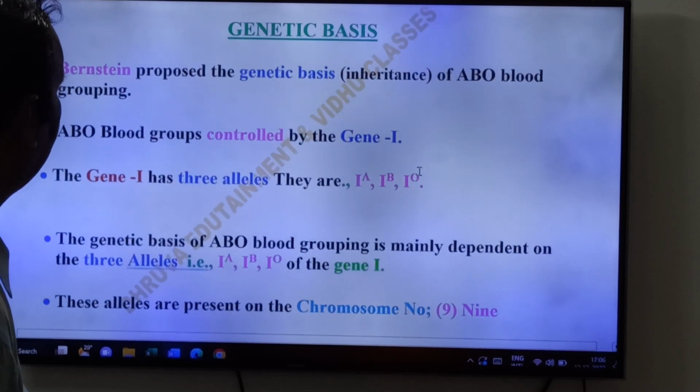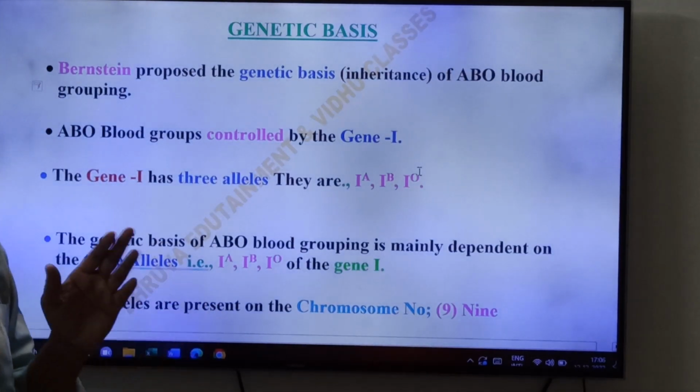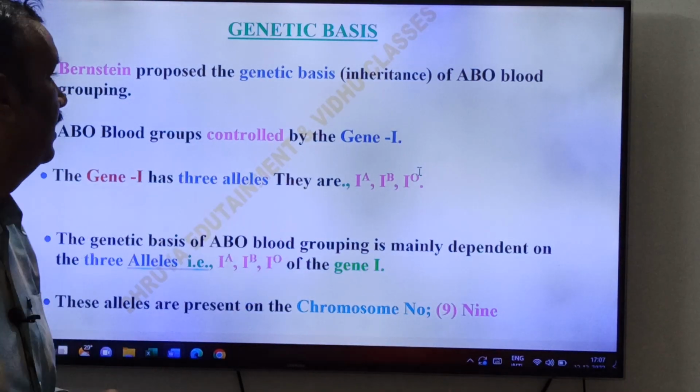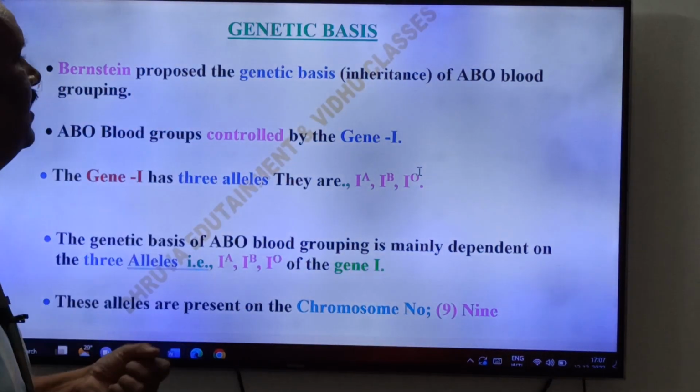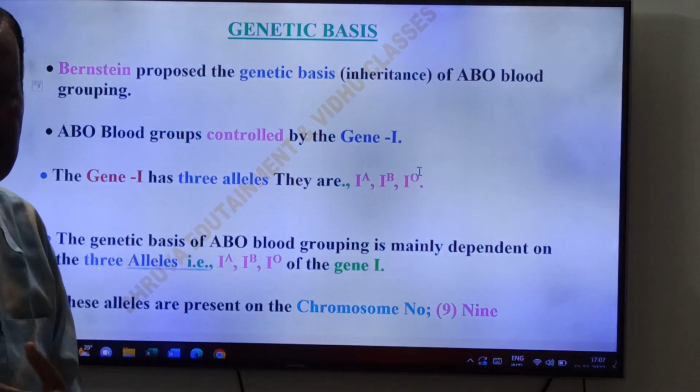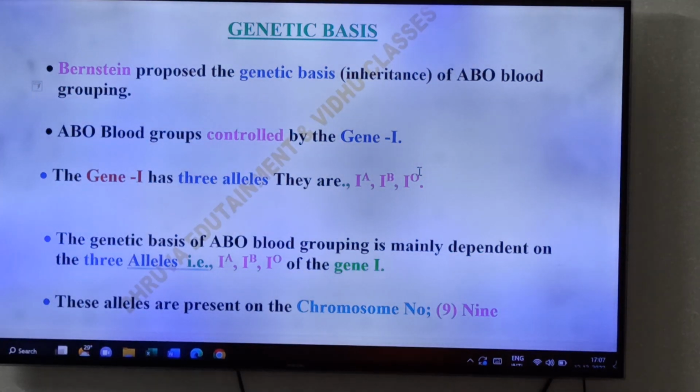Now, the genetic basis of multiple alleles. What is the basis for its inheritance? See friends, Bernstein proposed the genetic basis of ABO blood groups. The scientist who proposed the inheritance of the ABO blood groups is Bernstein.